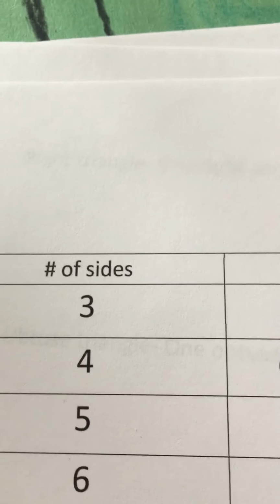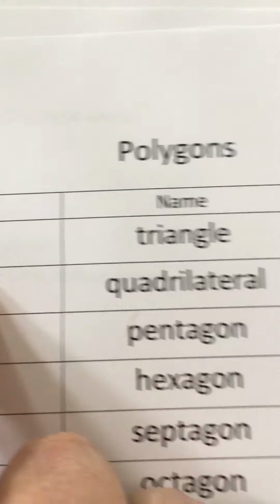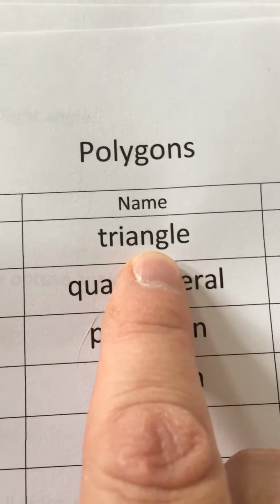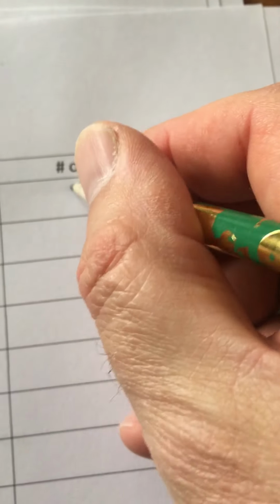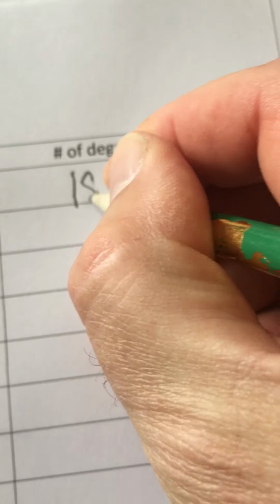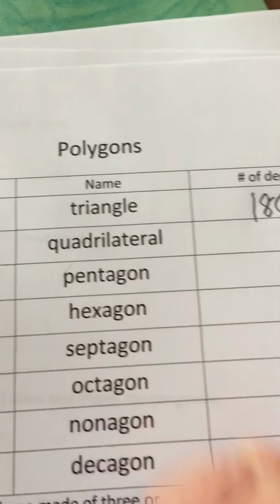All right, this is the sheet, polygons. You can see here, I list the number of sides and the name. If there's 3 sides, it's a triangle. Number of degrees, I said this in the intro, 180. We're only going to worry about 2 of those, quadrilateral and a triangle, and we won't worry about the rest.